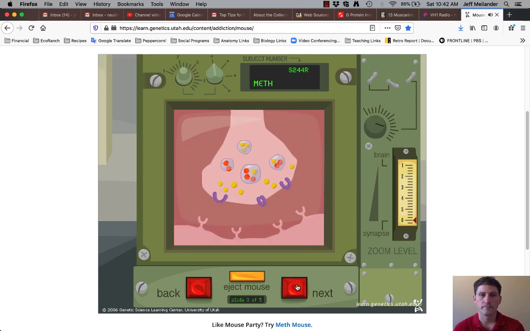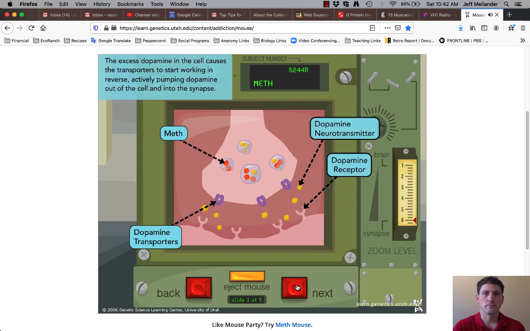The excess dopamine in the cell causes the transporters to start working in reverse, actively pumping dopamine out of the cell and into the synapse. Whoa, right? So now this cell is basically releasing all of that dopamine out here where it's not supposed to be building up in concentration. We just talked about how our bodies are trying to eliminate and clear those synapses. So dopamine is now flooded into our synapse.